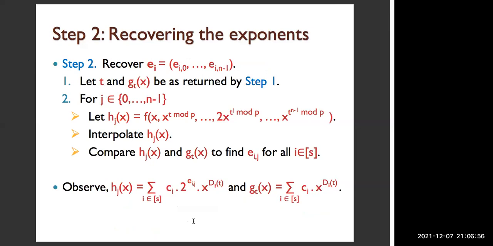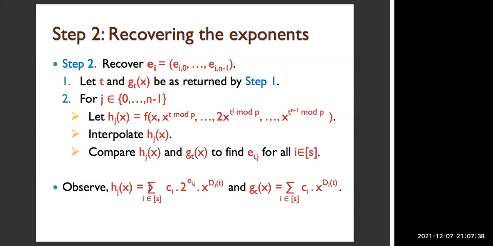Right. So now let's do the second step. The second step is recovering the exponent vector, assuming that we have this good t and good g_t(x) from step 1. And this step is reasonably easy. What you do is you define another univariate polynomial, call it a_j, where j runs from 0 to n minus 1. And a_j would be very much like g_t, except that at the jth position, instead of plugging in x to the power t^j mod p, you plug in an extra factor of 2 there.